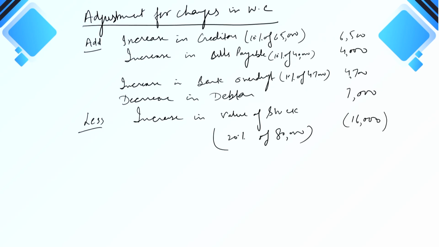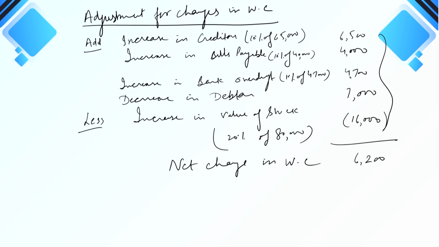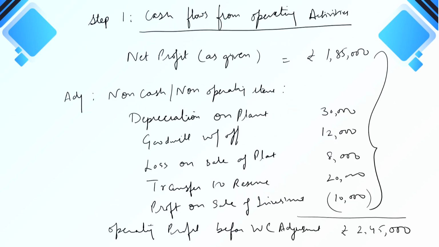So after considering all these things, we find the net change in working capital items is 6,200. Now we can calculate cash generated from operating activities, operations, as there is no income tax paid in this question. So we will directly go with the total of 2,45,000.